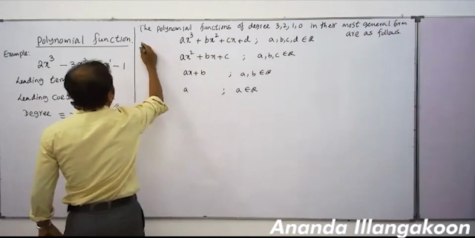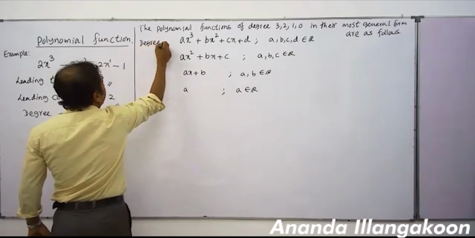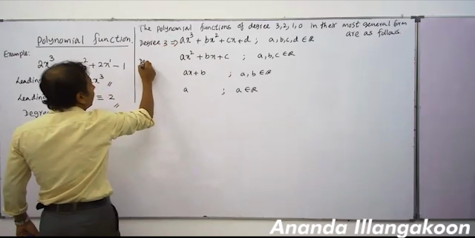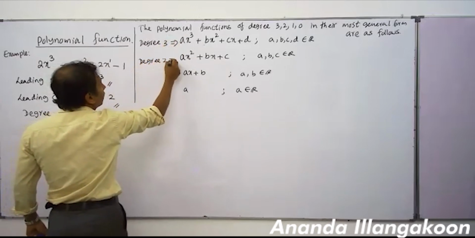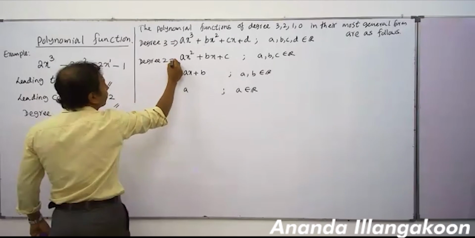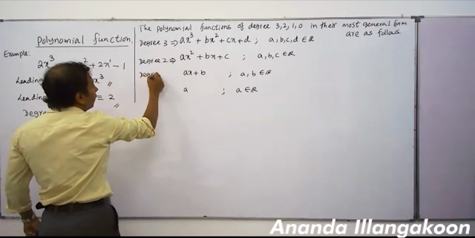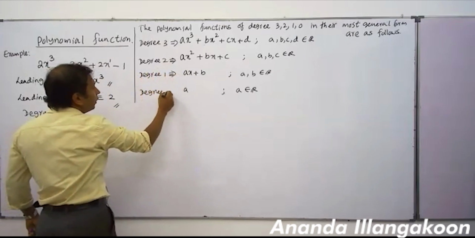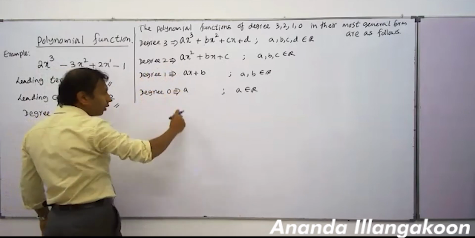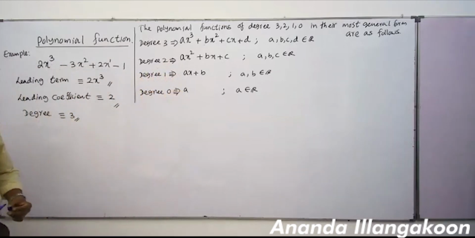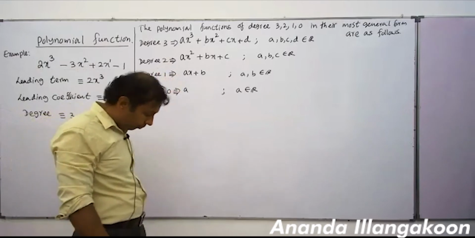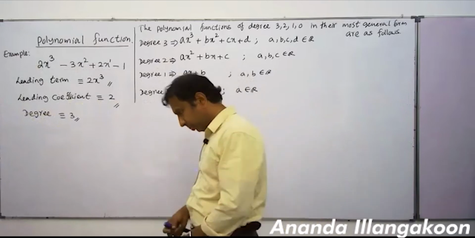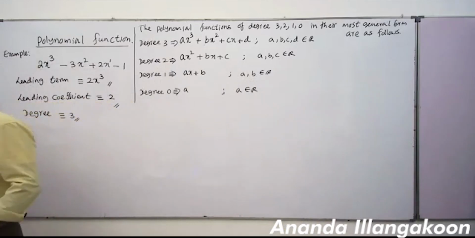Right. Write down these. Not degree 1, degree 3. Here, degree 2. Here, degree 1. Here, degree 0. Right. People, degree 0 means a real number.